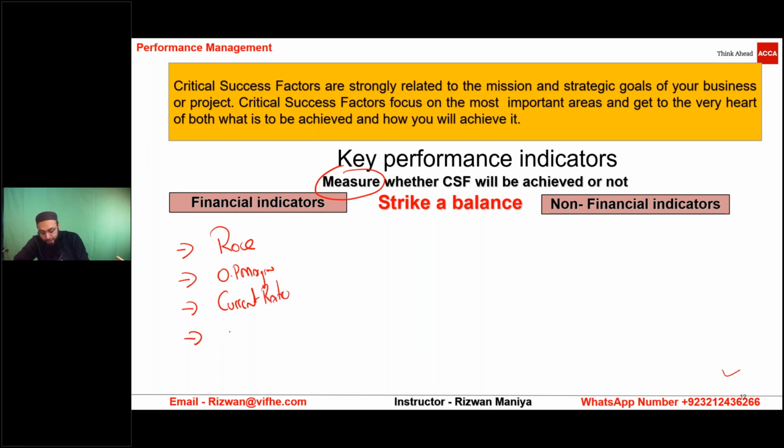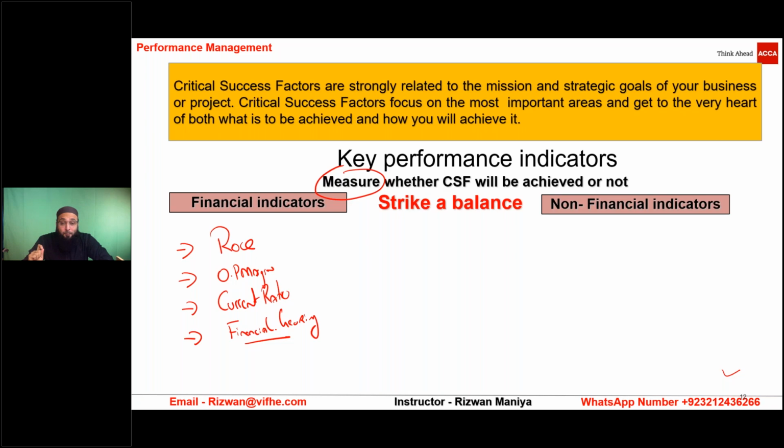You have risk-related ratios like financial gearing, which indicates the burden of debt, and operational gearing, which indicates the fixed cost burden. So there is a big list of financial performance indicators, and I'm sure you know about all these things, because these are the financial indicators that you use to check performance. So whether we are achieving the CSFs or not, we have financial performance indicators, and there is a big list of that.